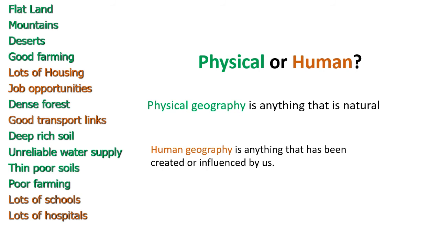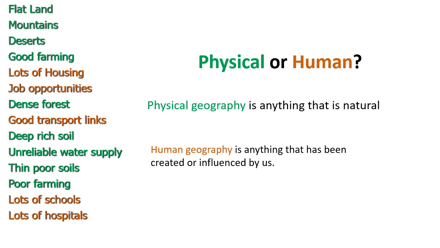Good transport links are human geography things. Deep rich soils, a physical geography thing. Reliable water supplies, a physical geography thing. If there's a good river nearby, there's fresh water nearby. If there's a spring nearby, that's physical geography. Thin poor soils, again, is physical geography, unless you might argue that the thin soils might have been exhausted by over-intense farming. Again, we can have that debate in class.